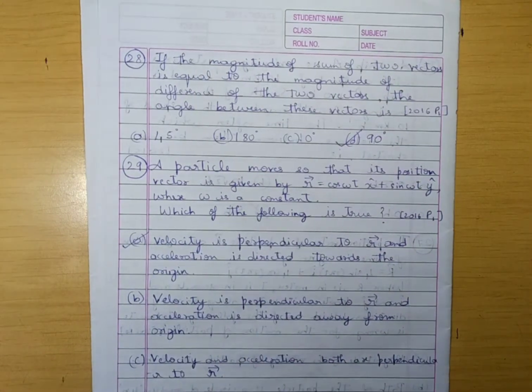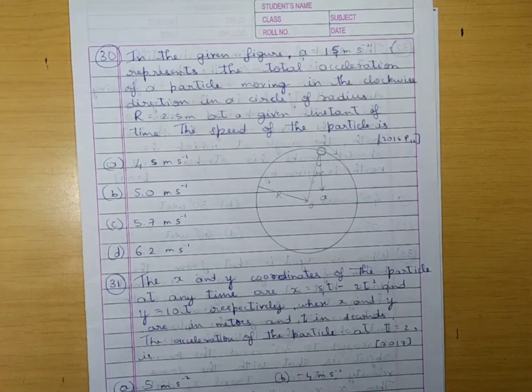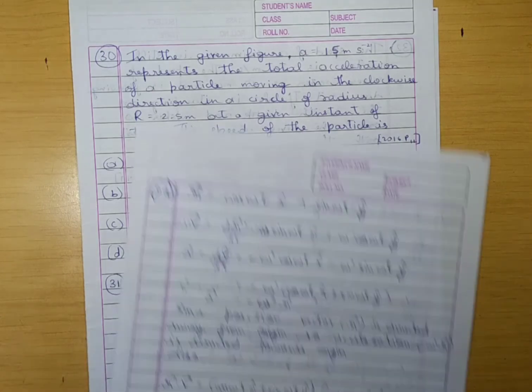Option A. 30. In the given figure, a is equal to 15 meter per second square represents the total acceleration of a particle moving in the clockwise direction in a circle of radius r is equal to 2.5 meter at a given instant of time. The speed of the particle is. So the acceleration is given, and the direction.